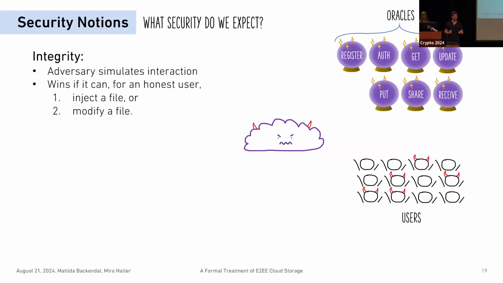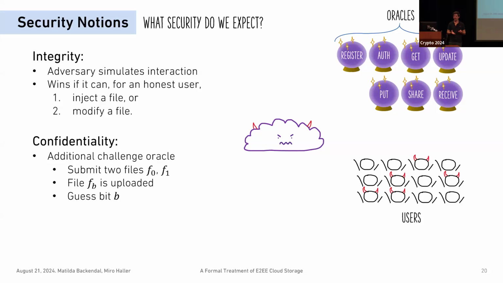And so we formalize two basic security notions, integrity and confidentiality. For the integrity game, the adversary simulates interaction with many users in the way we described before. And it wins if at some point in this interaction, it can serve a malicious file to a user without them noticing. And so this can mean that it either can serve a file that the user never uploaded themselves, or that it can modify a file that the user has uploaded.